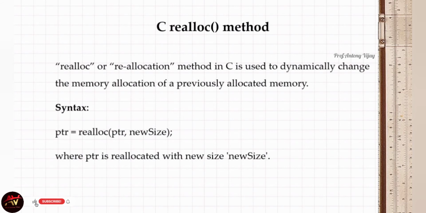In reallocation also we pass 2 parameters. The first parameter is the pointer. The second one is how much extra memory you need, which we have to mention. And finally the result is stored back to ptr. Let me see the explanation through the Code Blocks IDE.